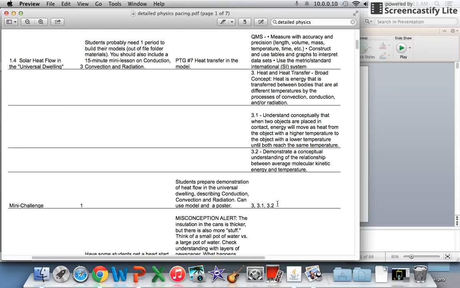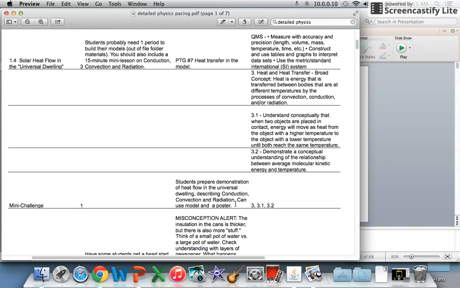It has 3 of the 4 heat standards in there, 3.1, 3.2, and this should be 3.3. It's missing that, but it has 3 of the 4 heat transfer standards. In fact, let's take a look at that. Basically, it says students are supposed to demonstrate the heat flow, describe conduction, convection, radiation, use a model and a poster. But how are they going to do this?